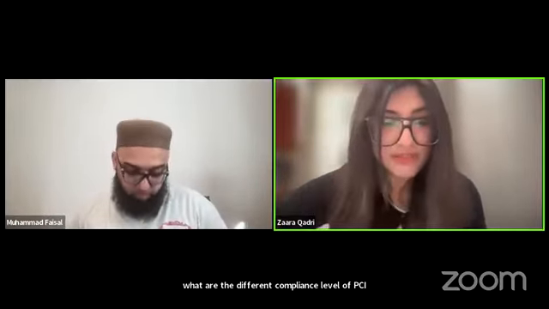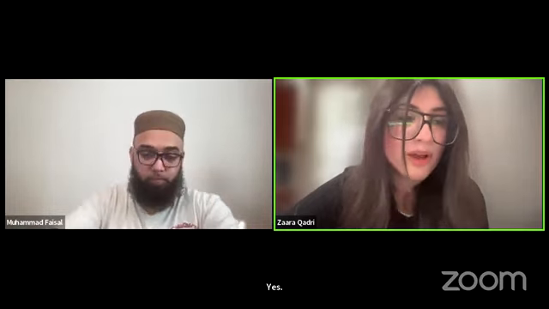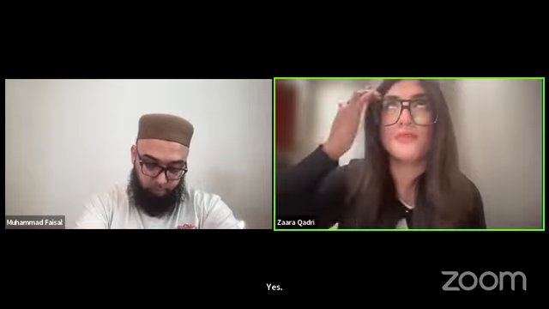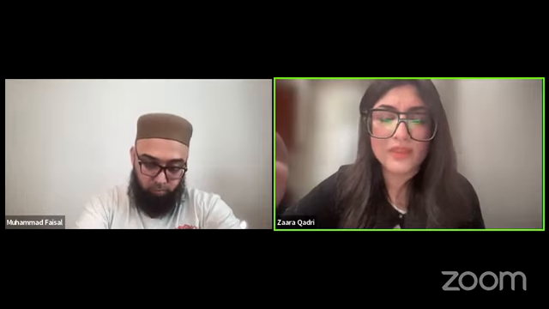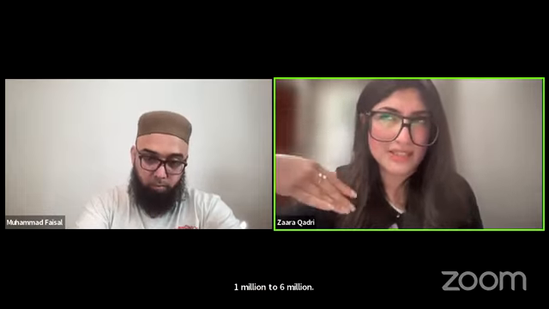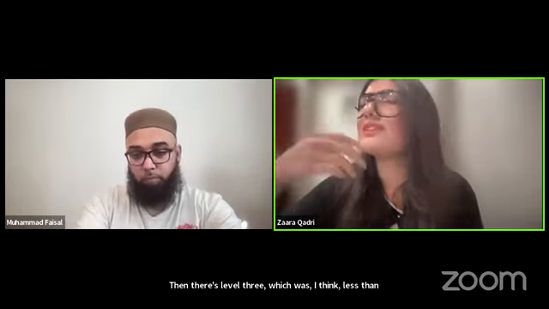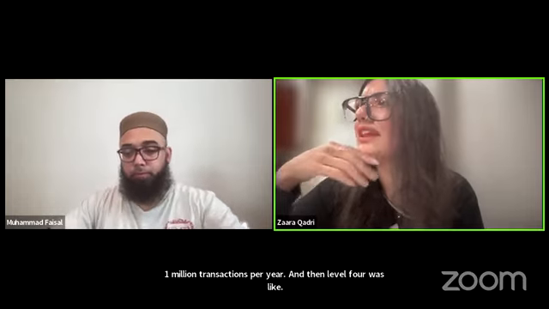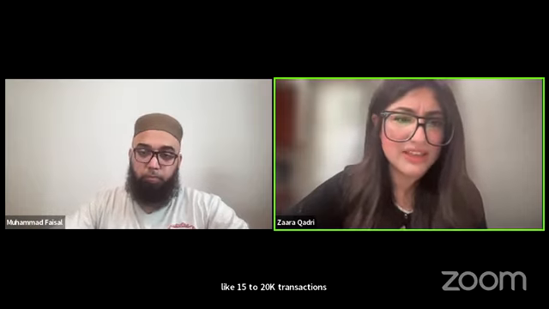The 4 different levels of compliance. Okay. So in PCI DSS, you have level 1 compliance, which is if you have more than 6 million transactions per year. There's level 2 compliance, which I believe is 1 million to 6 million. Then there's level 3, which I think is less than 1 million transactions per year. And then level 4 was like 15 to 20K transactions per year. I believe that was what level 4 is.